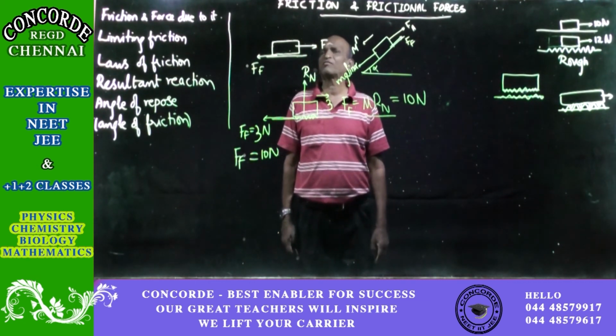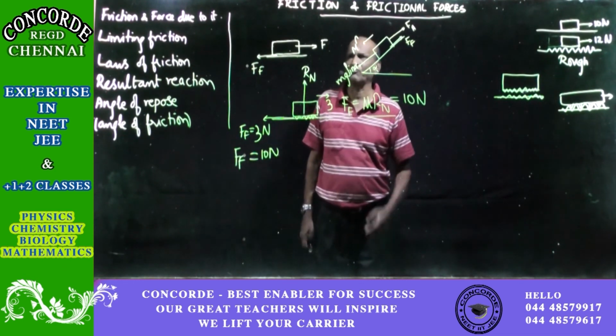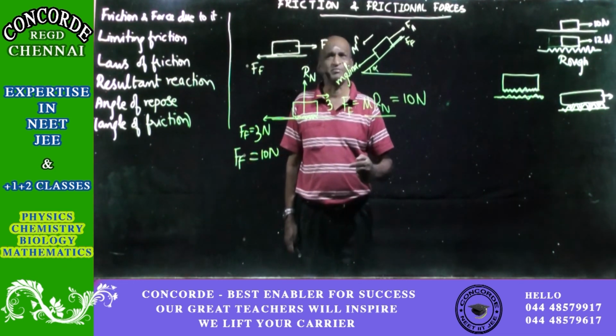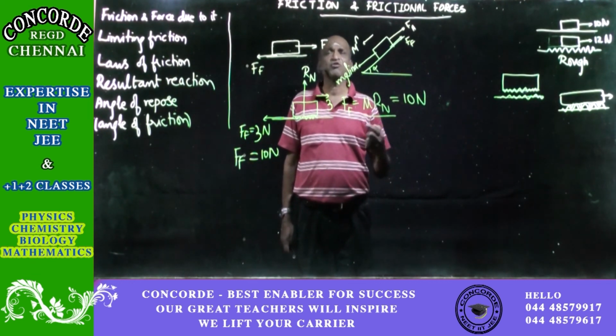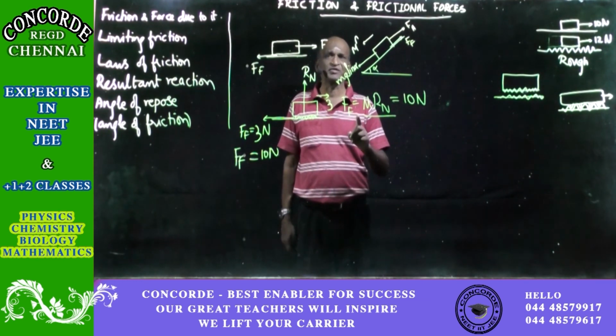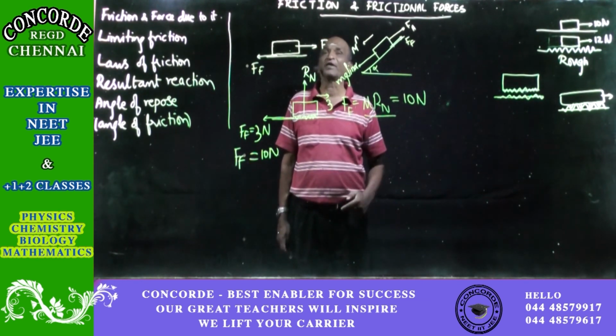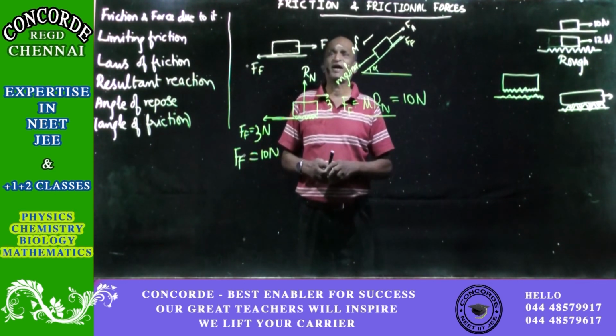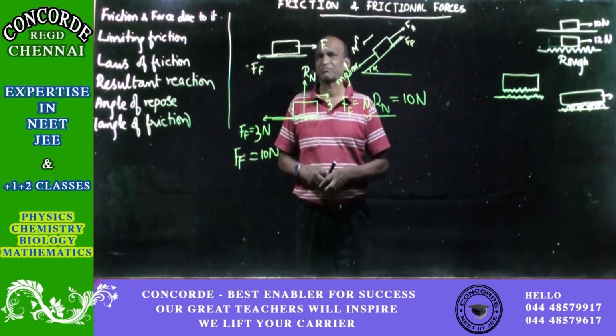So at that time the equilibrium is called limiting equilibrium. When limiting equilibrium is there, the friction existing is called limiting friction. And you can balance the forces in different directions only when limiting equilibrium is there: the body is in limiting equilibrium, the body is at the point of moving, or the body is moving with some velocity. Under all such circumstances, balance the equations.